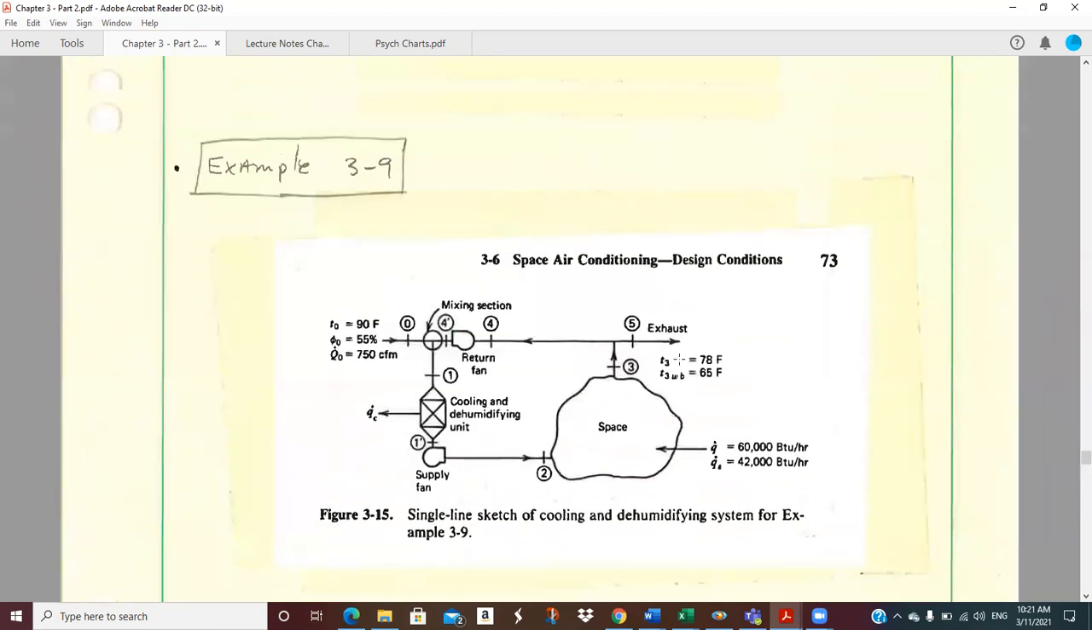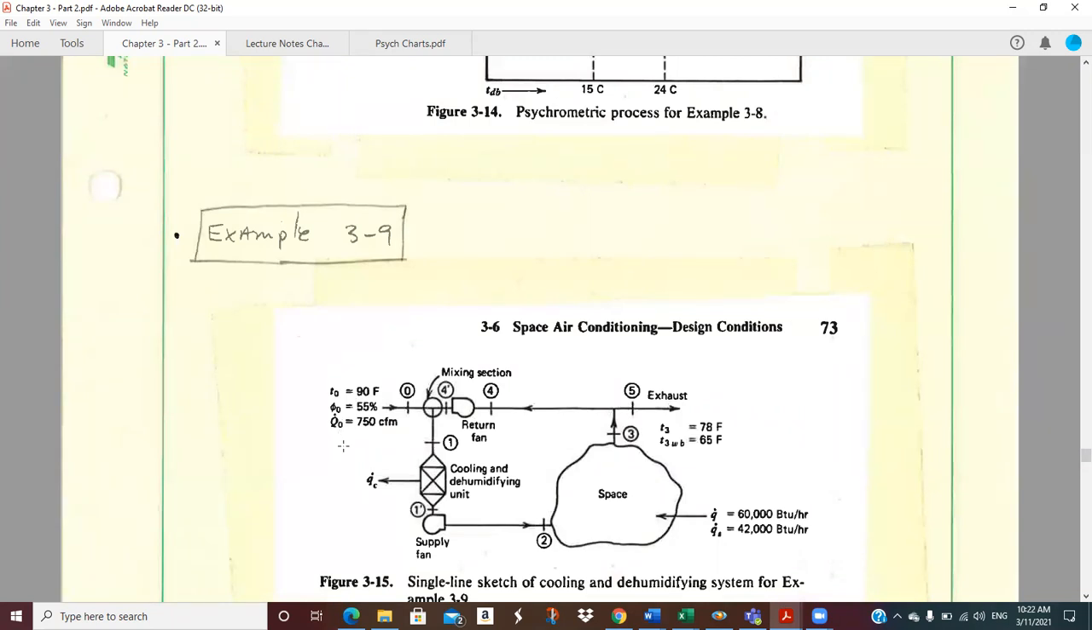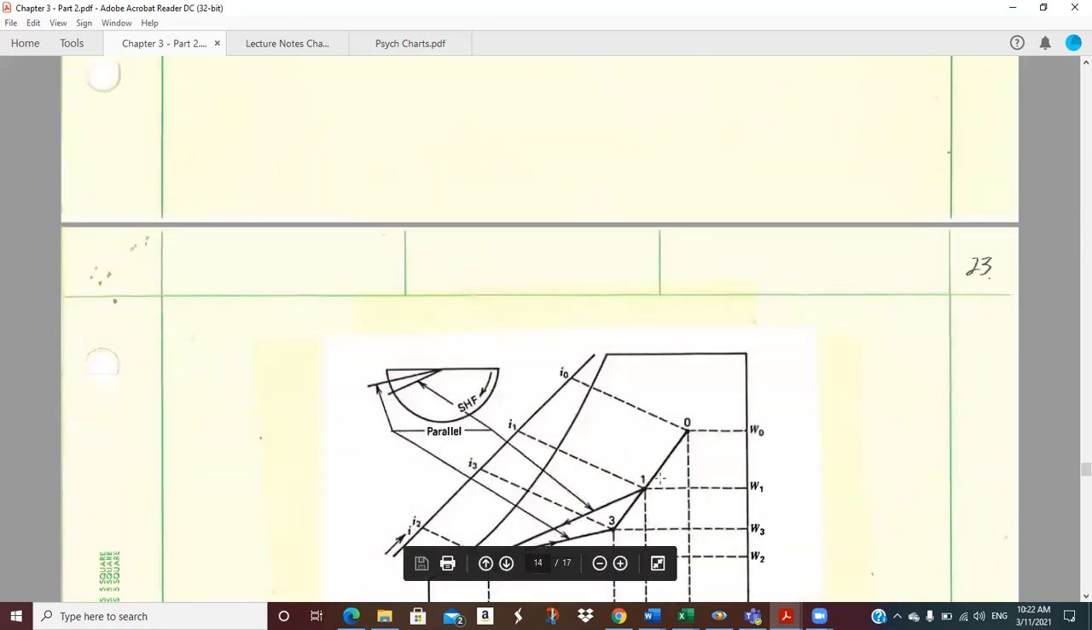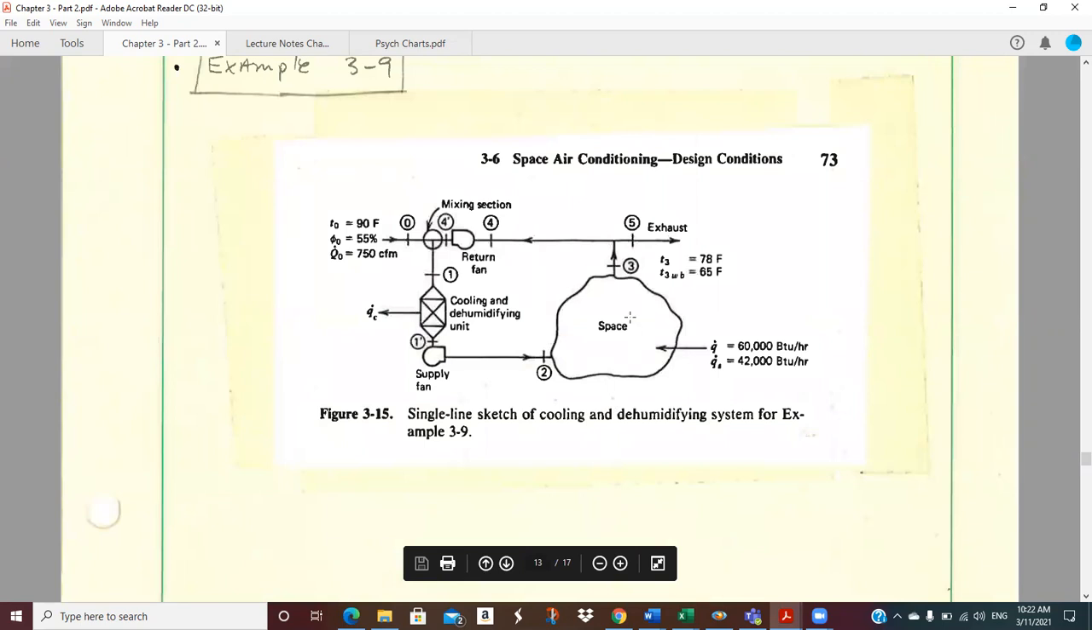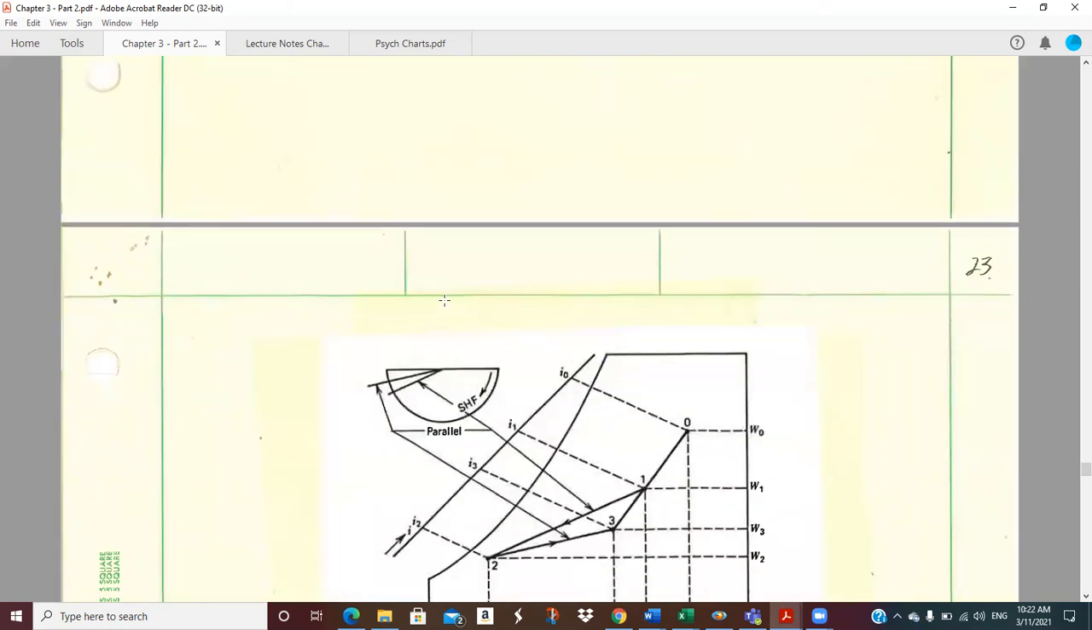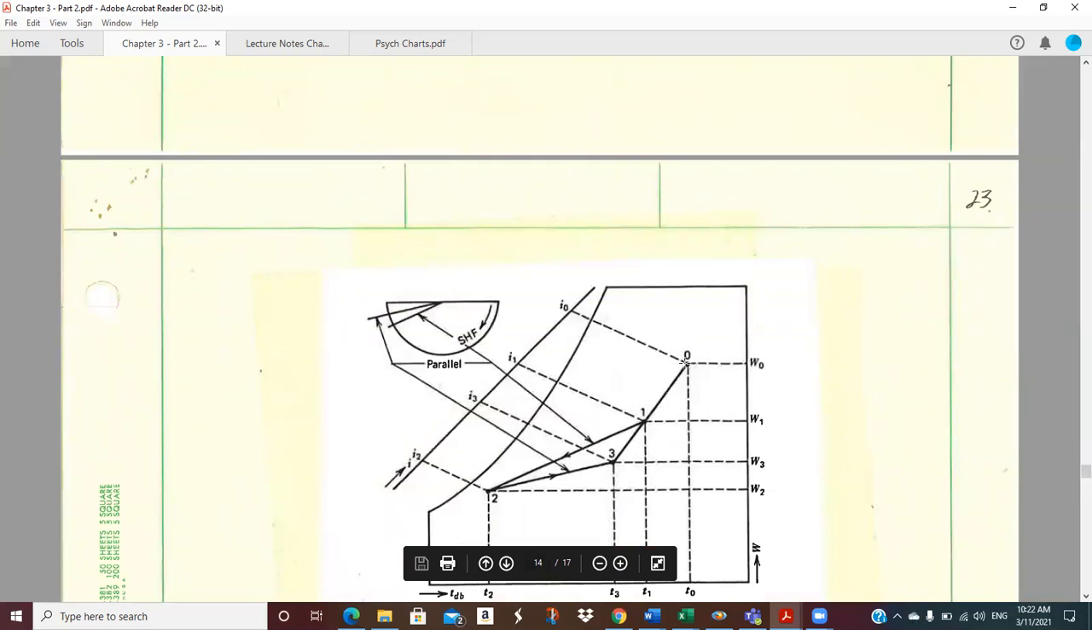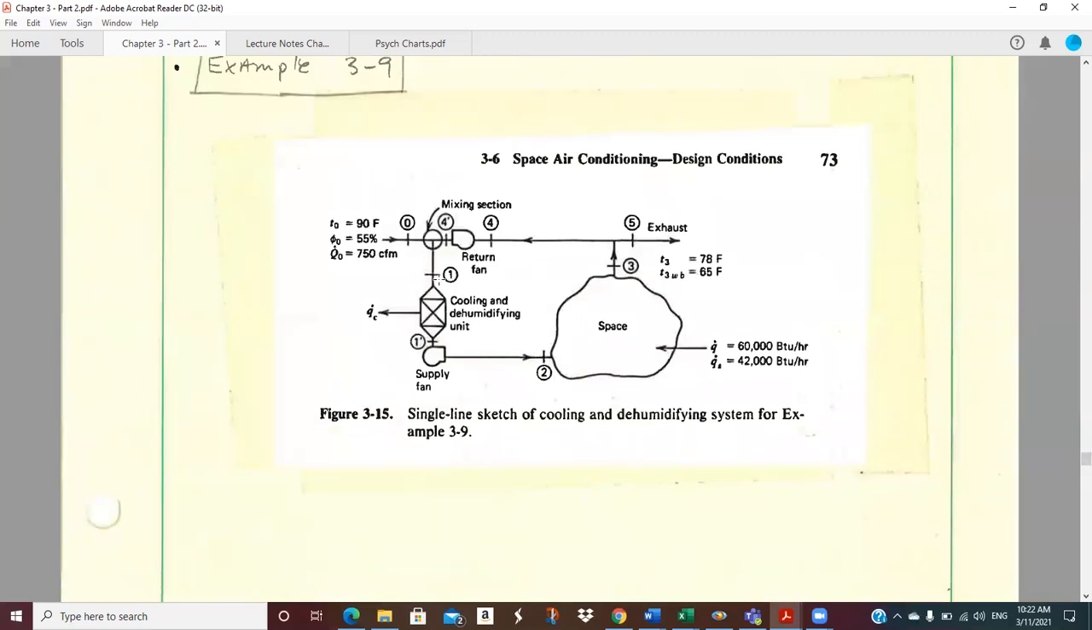Point 0 is my outside air condition. In this case, it's given at 90 and 55%. And we're also given a flow rate. So I can put a dot here. Well, one thing I know is that air from 3, and we're going to say that 3 and 4 are the same, air from 3 and 0 mix to produce air at 1. There's 3 and there's 0, so let me draw a straight line in between those two. And then when I do the mixing calculations, I can determine where point 1 is. Point 1 is the mixed air condition.